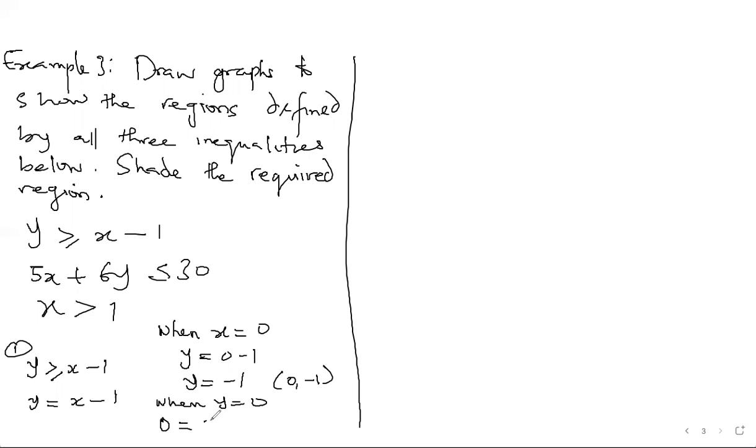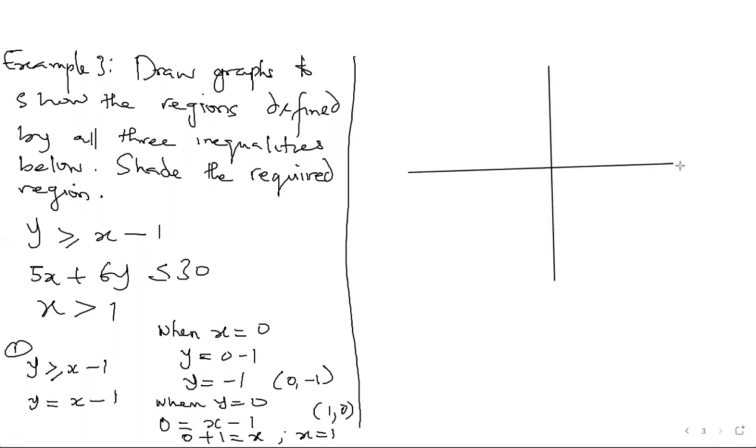What is x? x minus 1. So if I move this one here, 0 plus 1 equals x, it means that x equals 1. So I have another point, 1, 0. So I can plot the graph on the Cartesian coordinates.